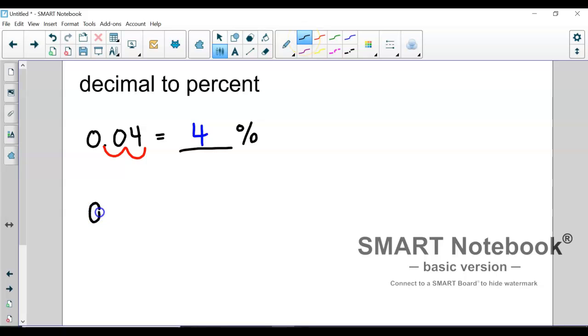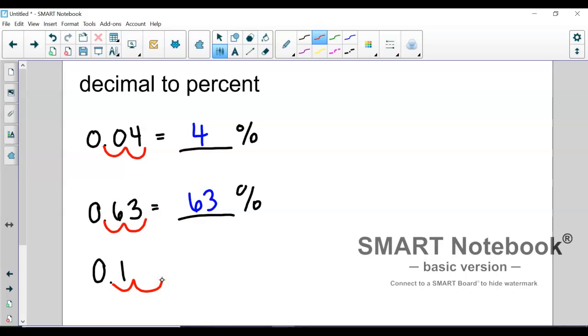So if I have 0.63 and I want to change that to a percent, I'm just moving that decimal 2 places to the right, which is going to give me 63%. What about if I have something like this, 0.1? I only have one number there. So I still must move my decimal 2 places to the right. 1, 2. And remember, with those blank spots right there, we're going to fill that in with a 0. So whenever I'm looking for what percent this is, I'm going to get 10%.